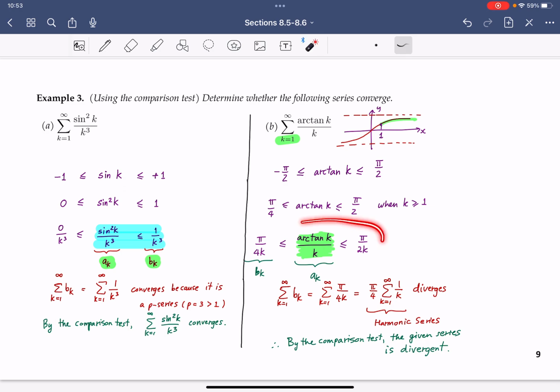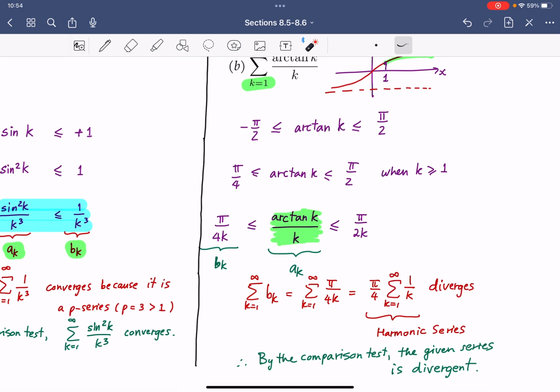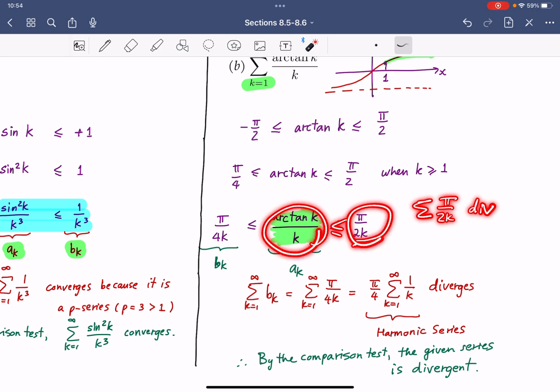Which step? This one? Why can't we use this one? Because if you use this one, it means your summation of pi over 2k is also divergent, right? But when you have something less than something, and you know that the upper bound here is divergent, you make no conclusion, because from the theory there is no conclusion about that.